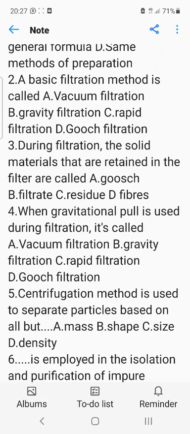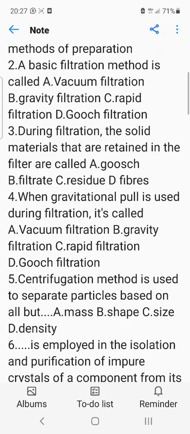Number 4, when gravitational pull is used during filtration, it is called dash. Could it be vacuum, gravity, rapid, or gauge? So the answer is gravity. Gravity filtration is related to gravitational pull.